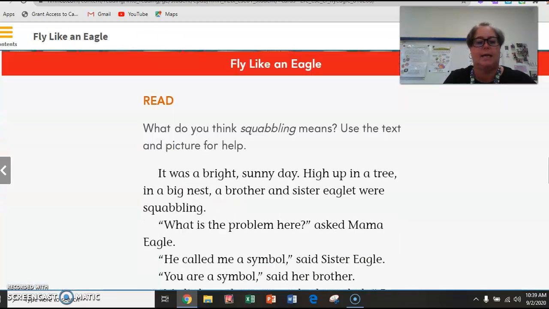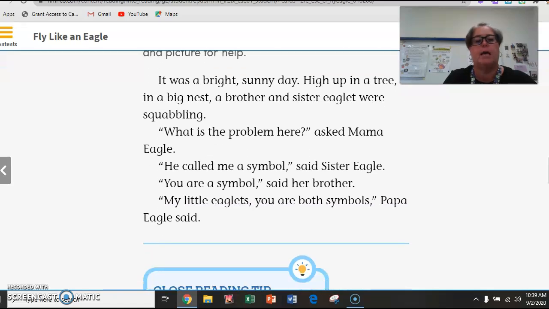Fly like an eagle. It was a bright, sunny day high up in a tree, in a big nest. A brother and sister eaglet were squabbling. "What is the problem here?" asked Mama Eagle. "He called me a symbol," said Sister Eagle. "You are a symbol," said her brother. "My little eaglets, you are both symbols," Papa Eagle said.